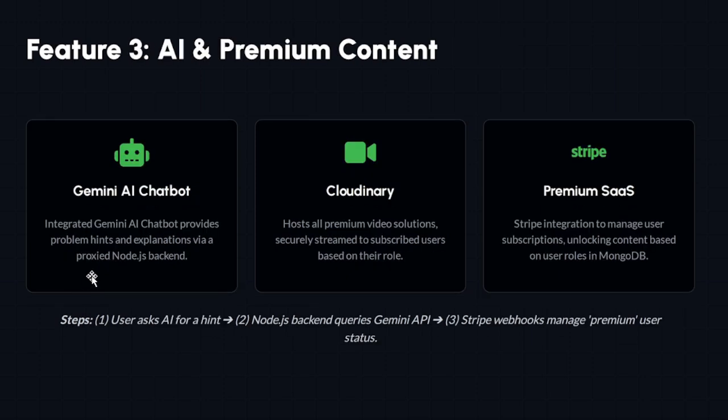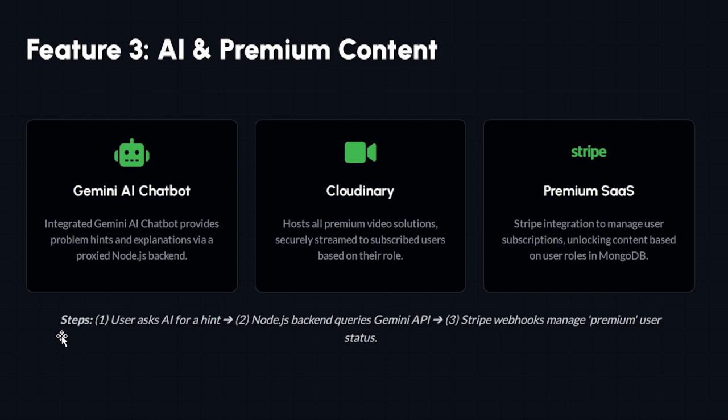Now the next feature is AI and premium content. First is the Gemini AI chatbot. This is a large language model, LLM, powering our intelligent AI chatbot that provides hints, explains solutions, and debugs code via a proxy Node.js backend. Next is Cloudinary. It manages cloud storage and delivery for all video explanations.